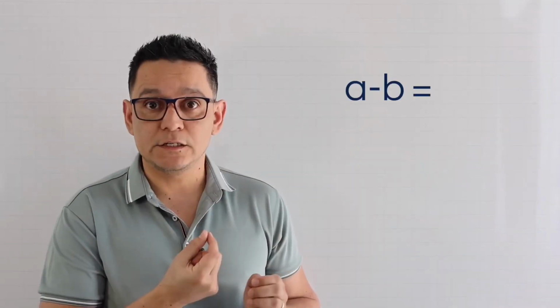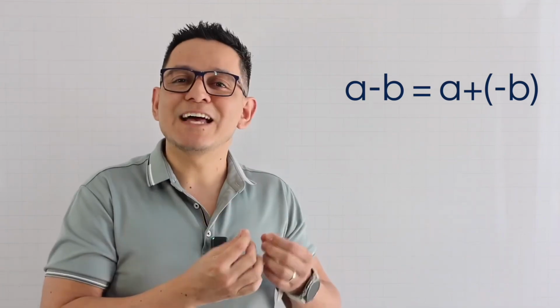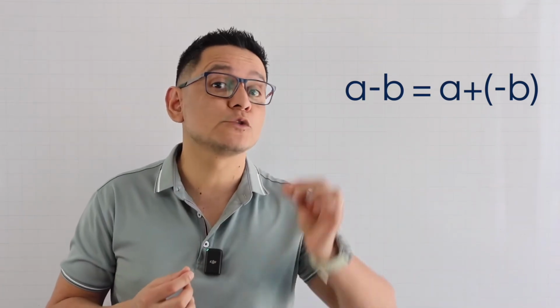In integers, subtraction is not an independent operation. It's defined based on addition. In fact, a minus b is equal to a plus negative b. That is, subtracting a number is the same as adding its opposite.